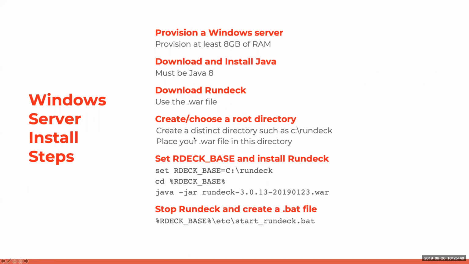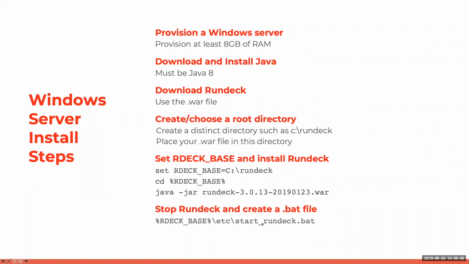Then create or choose a root directory. You want to have a distinct directory. I usually use C:\Rundeck, but it doesn't matter as long as you know what it is. Put your WAR file in that directory, and then you'll use it a little later in the process. You're going to set an environment variable called RDECK_BASE, which is going to be that directory you created, and then you're going to run the command to start using that jar file. Obviously the name of your jar file will differ. Once you stop it, do a bit more work to configure things to make it more maintainable over time.